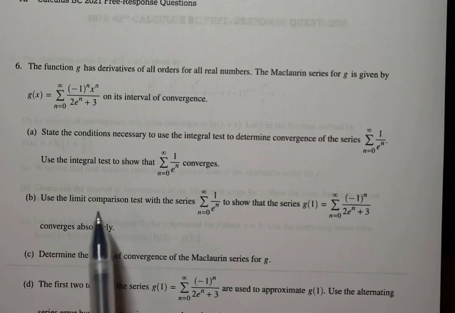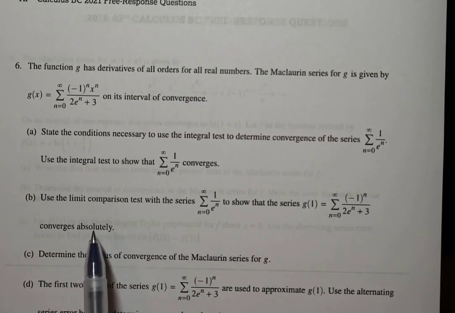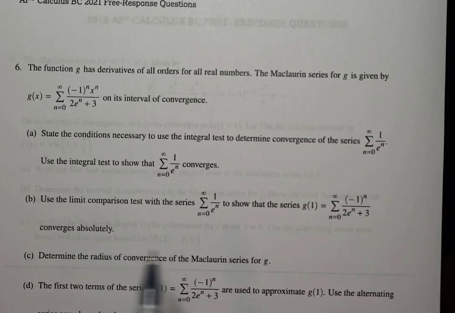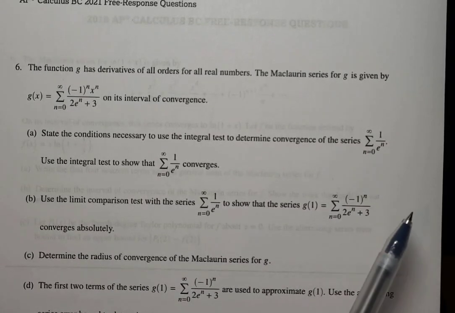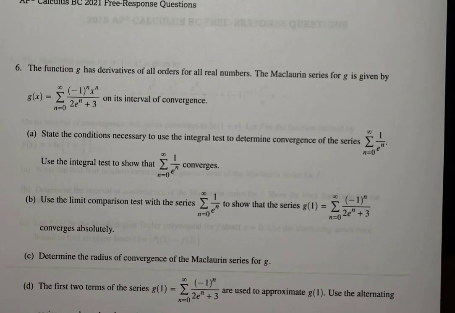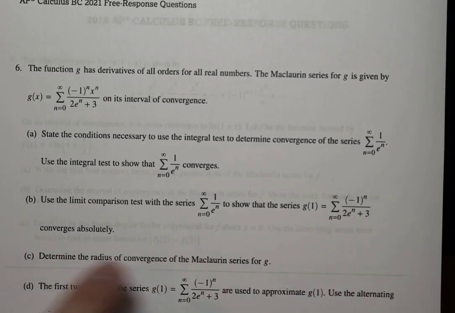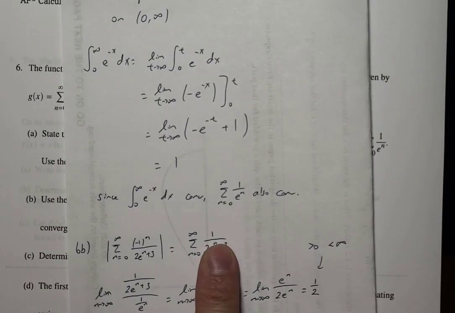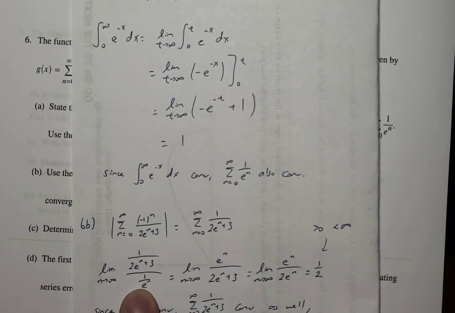Use a limit comparison test with this series to show that this series converges absolutely. What does absolute convergence mean? That means the absolute valued version of this converges. If that absolute valued version converges, then this one with the changing sign also converges. That's absolute convergence. So what's the absolute valued version of this? That's just without the changing sign. And now we do the limit comparison test with this, using 1 over e to the n.